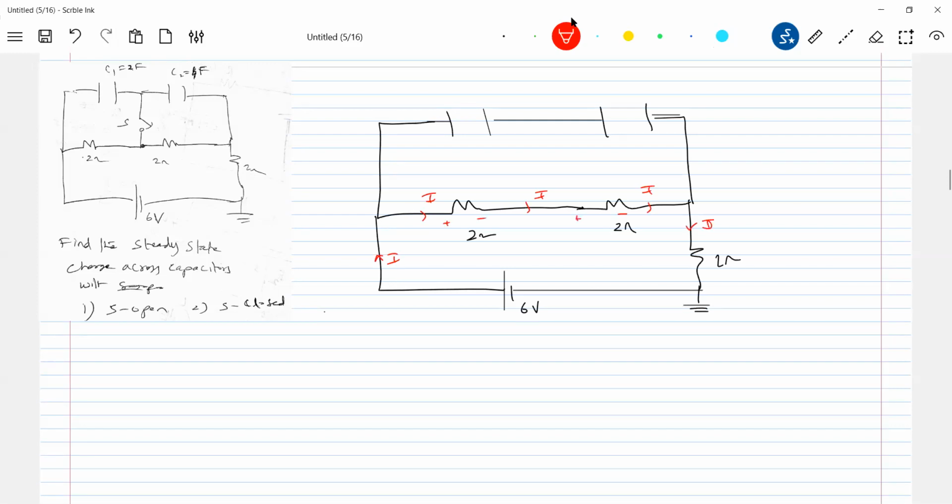Polarity plus minus, plus minus. So what is the current? Current will be I equal to 1 ampere. This is the current. So these are the capacitors C1, C2. What do you expect the charge in them?